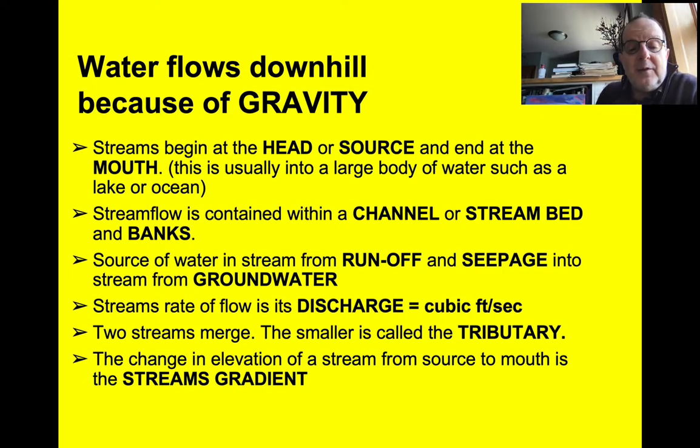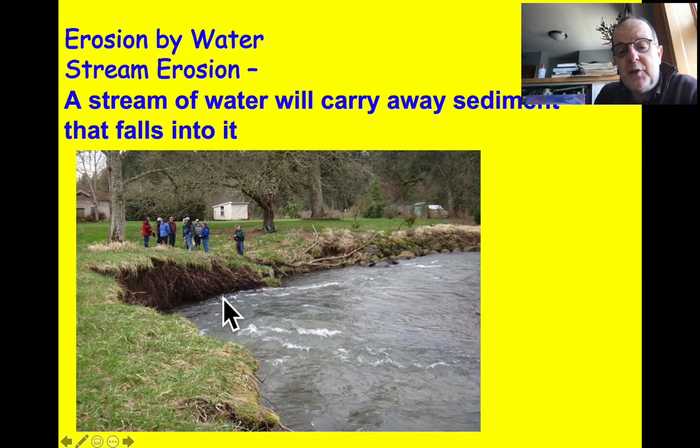Stream rate of flow is its discharge. So how fast is it going past a certain point? The discharge of this stream looks pretty high. At any given moment, there is a volume of water, a cubic volume of water, passing a particular point. You can often see this in the literature about streams, that the stream is moving with a certain discharge, cubic volume per second.